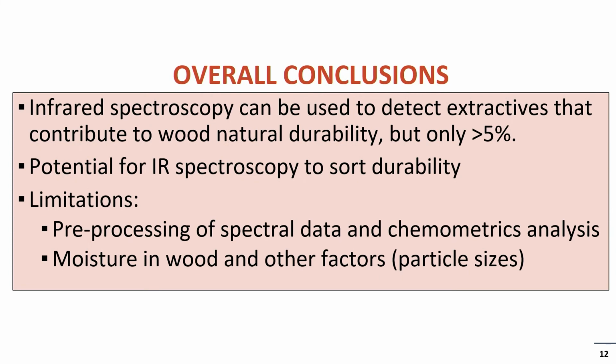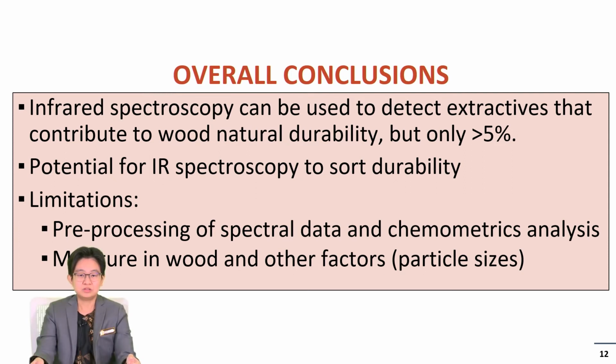To conclude our study, this study showed that infrared spectroscopy can be used to detect extractives that contribute to wood durability, but only those more than 5%. And there's also a potential for the infrared spectroscopy to be used to sort durability in a rapid and non-destructive way. However, there are also certain limitations in our study, such as the pre-processing of the spectral data, as well as the complexity of running the chemometric analysis. The infrared spectroscopy is also highly sensitive to moisture inside the wood, as well as the particle size.